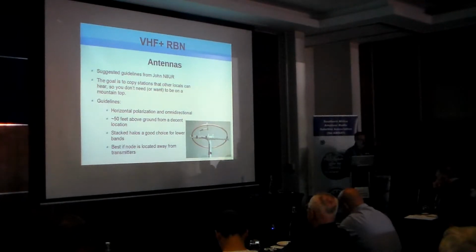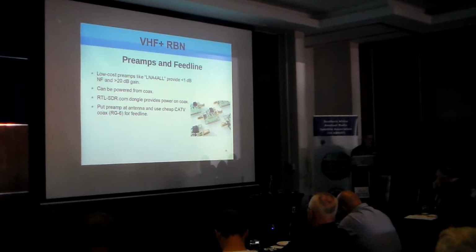Omnidirectional, horizontally polarized antennas are very scarce, and what they suggest is a halo antenna there. And then you can put in preamps and so forth as well to try and improve your signal.